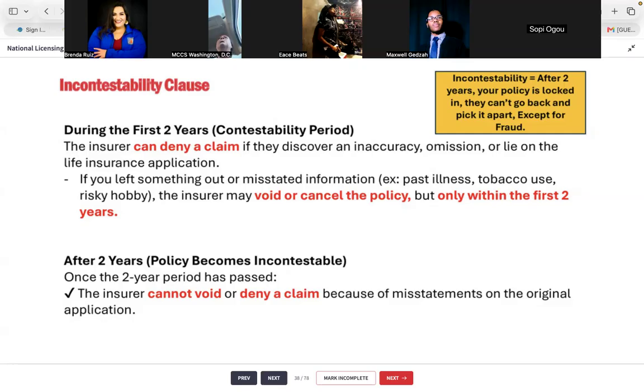Okay, so the incontestability clause says that after 2 years, the insurance company cannot cancel policies like that unless it's intentionally fraud, right? But yeah, guys, very important that your clients provide you all of their medical history. Even for us, guys, I know it's hard. Sometimes we want to insure our family, we want to insure our friends. It's not worth it to lie to the insurance company because they will find out and they will terminate you.